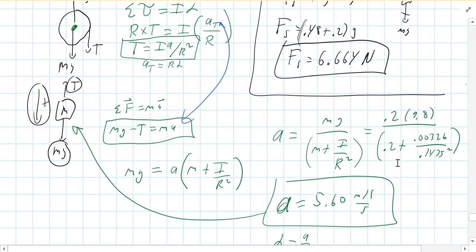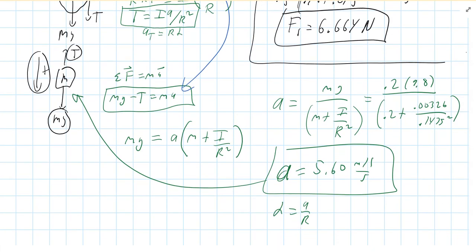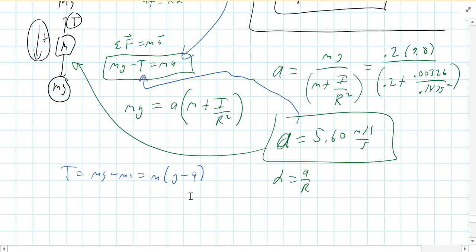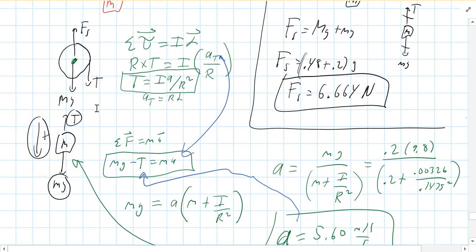Once we have the acceleration, you can plug that back into either equation. I'll use this one. If I solve for tension, it's going to be mg minus ma, or simply m times g minus a, and m is 0.2 kilograms, and we just got a. If you plug that in, I get a tension of 0.84 newtons. So there's my tension in the string, this tension while the block falls.